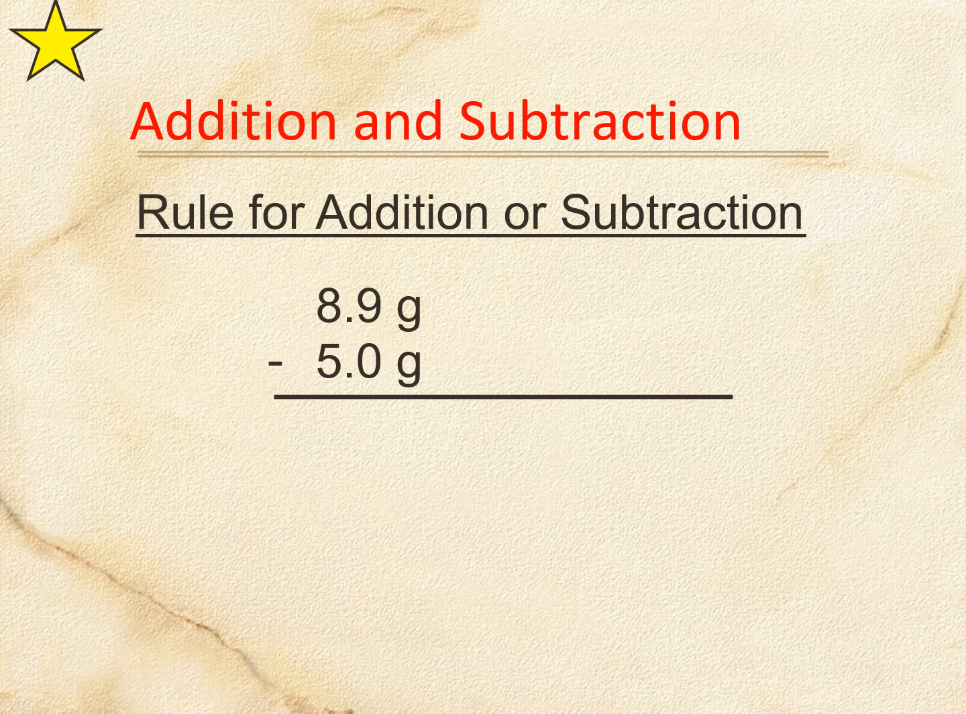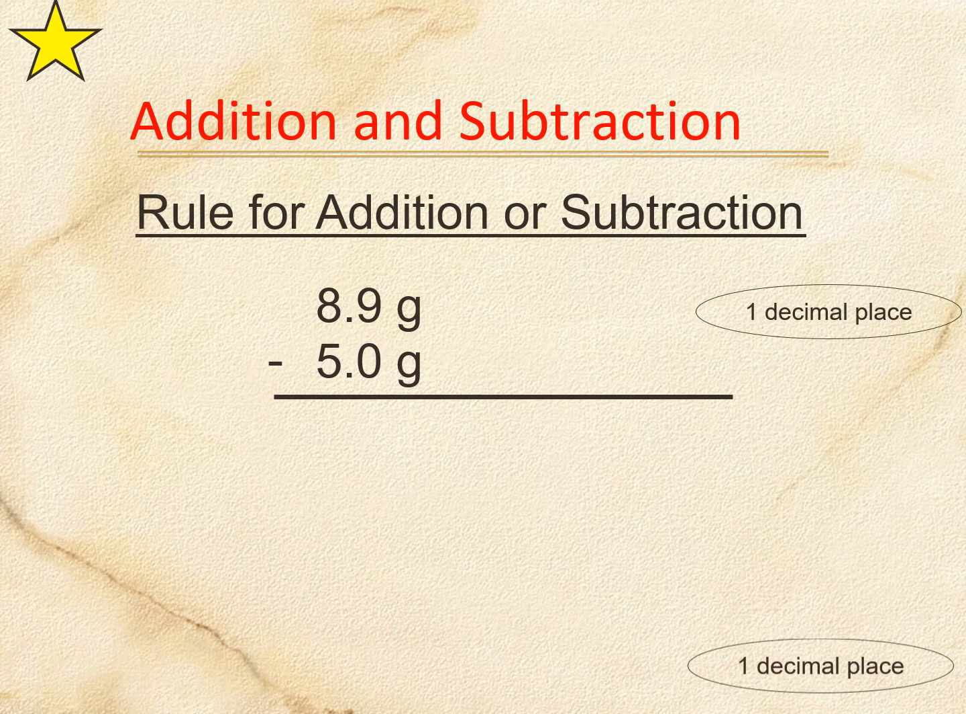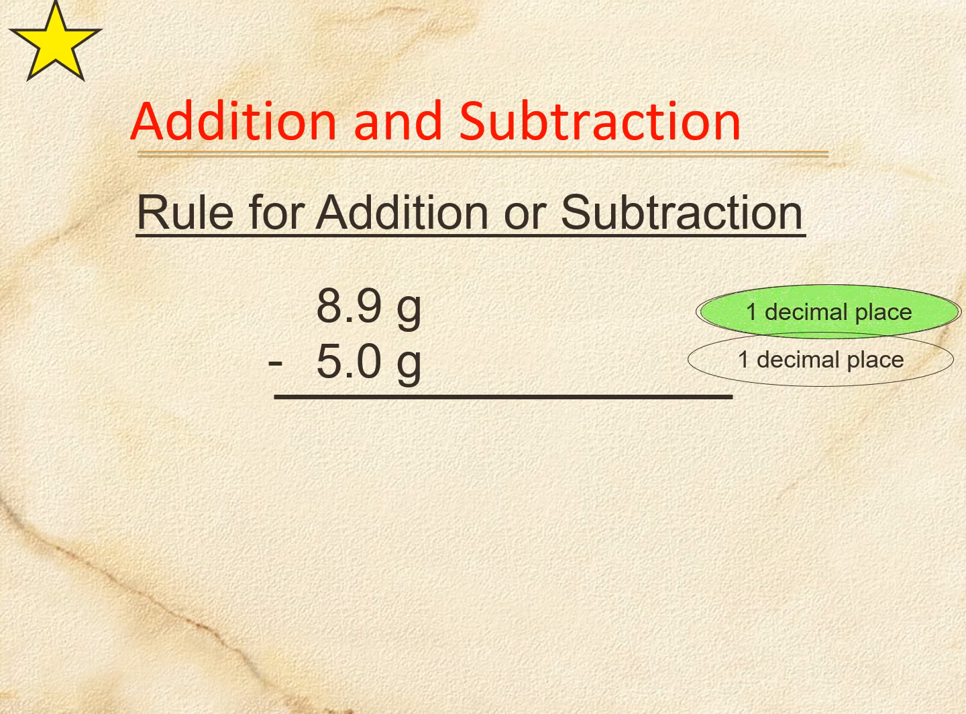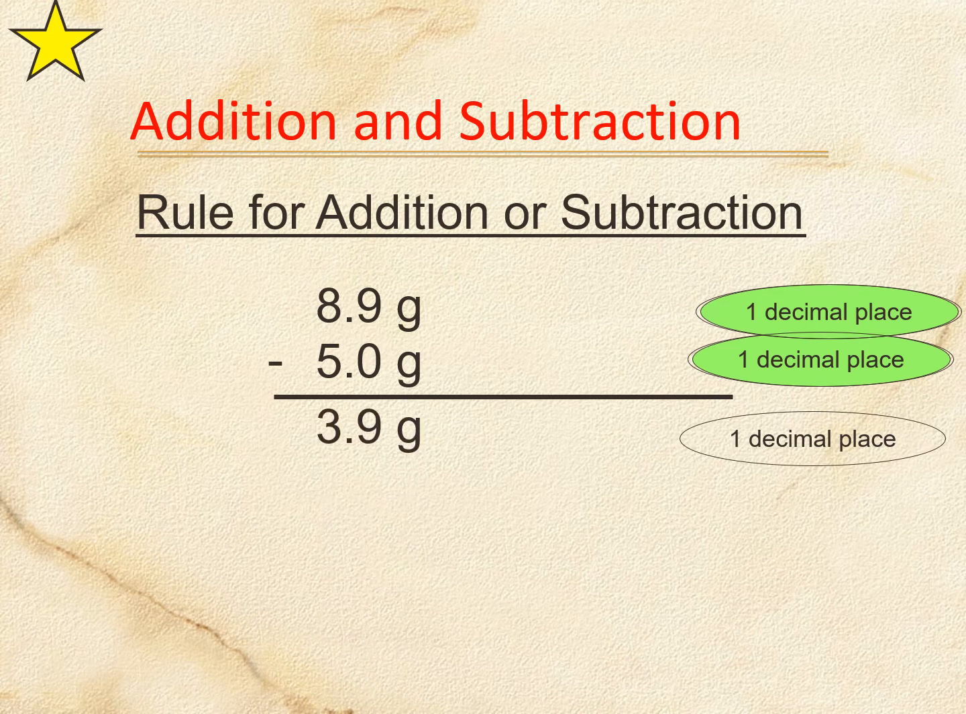More practice, 8.9 minus 5, 1 decimal, 1 decimal. So it doesn't matter which one you choose, they're both going to be 1 decimal place. So when you do the math, 3.9, that's your final answer.